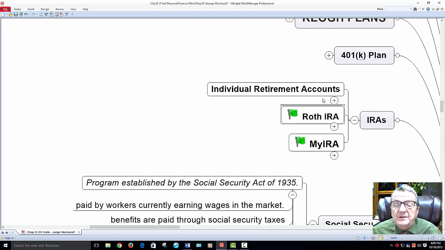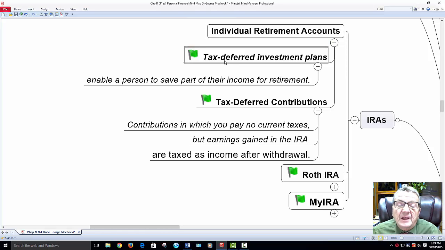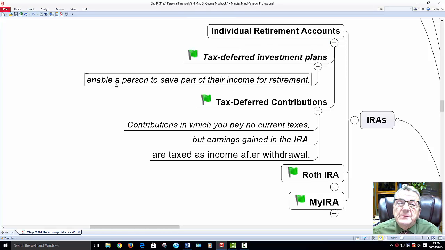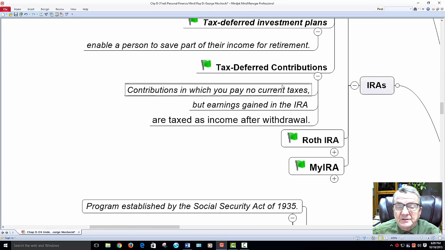Okay, IRAs are basically individual retirement accounts. You have tax deferred investment plans that enable a person to save part of their income for retirement. So you're not taxed now, you're taxed later. It's a tax deferred contribution, which means you pay no current taxes now. So they take the money out, your tax is lower, and you're making more money now.